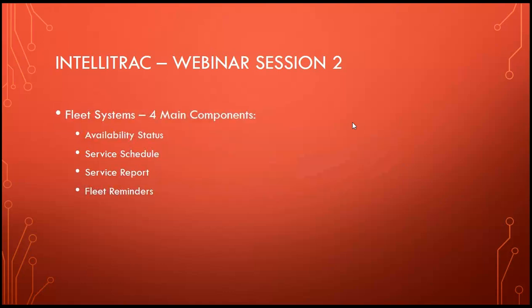The last area that we're going to cover today is going to be the fleet systems, which has four main components. The first one of which is availability status, which is simply designating what that vehicle is currently doing and how it works. The service schedule, so this is a bit more of an in-depth system for alerts and scheduling based. This will make more sense once we go through these.